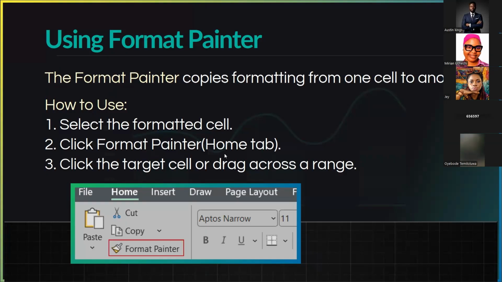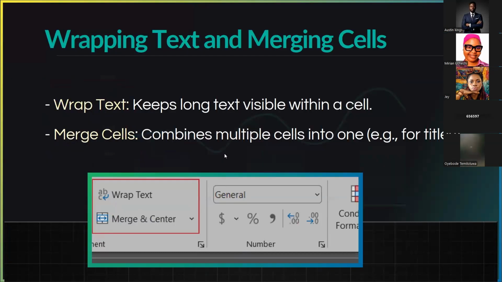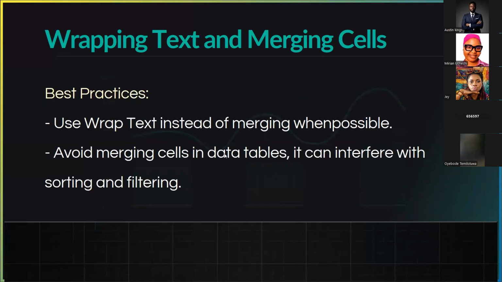Okay, let's move. So wrapping text and merging cells. I already showed you that, right? Wrap text, keep long text visible within a cell. Merge cells, combine multiple cells into one. So I already showed you that, right? So let's not waste time right there.